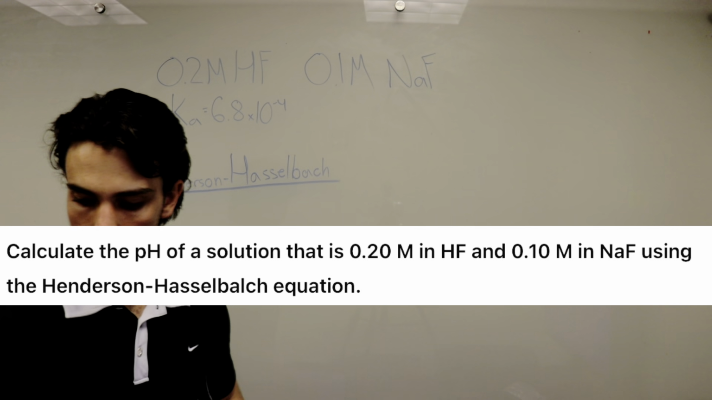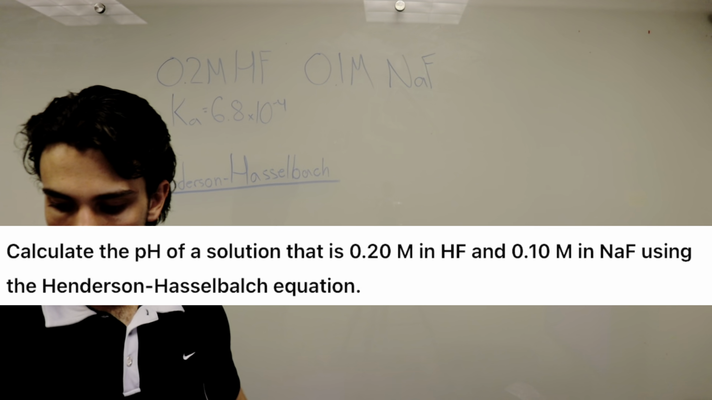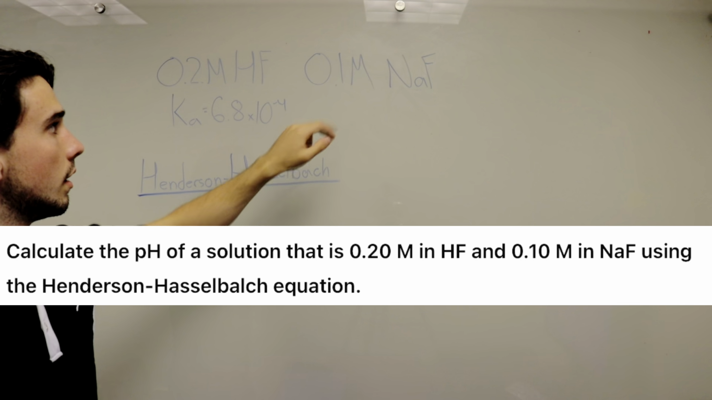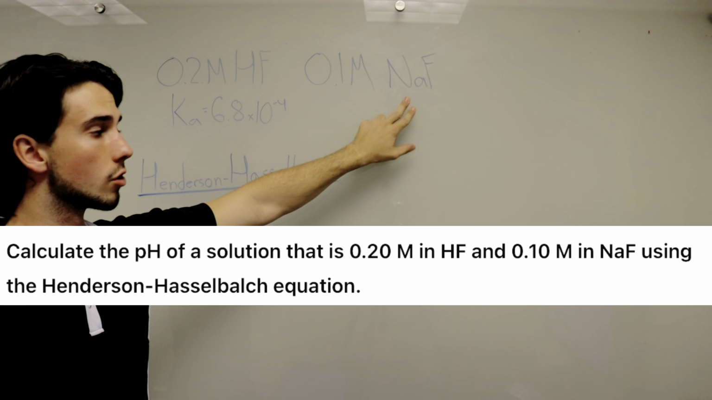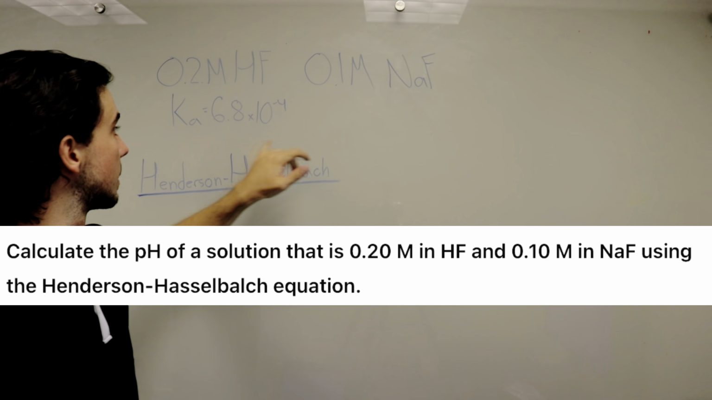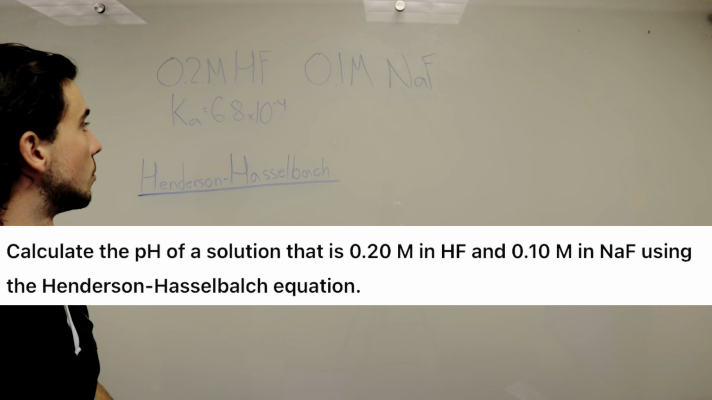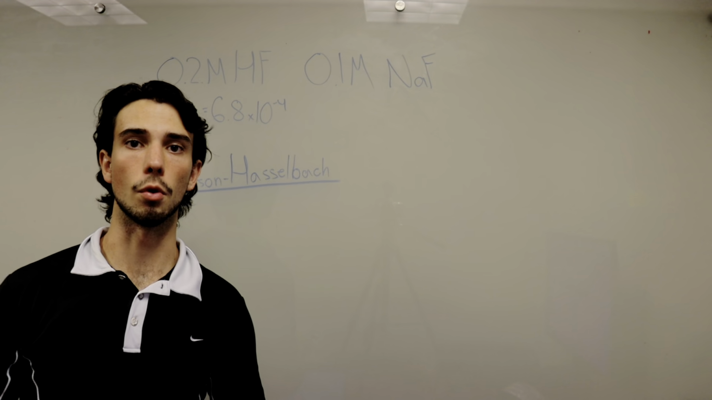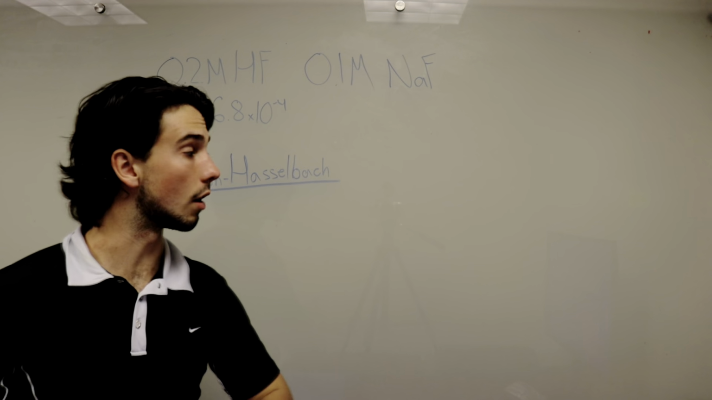Alright, in this question we're told to find the pH of a solution that contains 0.2 molar hydrogen fluoride and 0.1 molar sodium fluoride. And we're given the same Ka value for our hydrogen fluoride. So this looks like a very similar question to the one that we did before, but we're going to use a very different technique now.